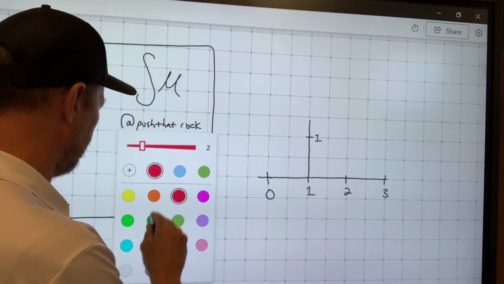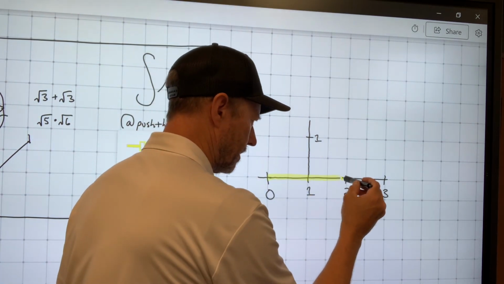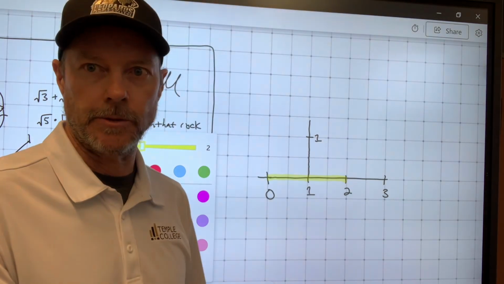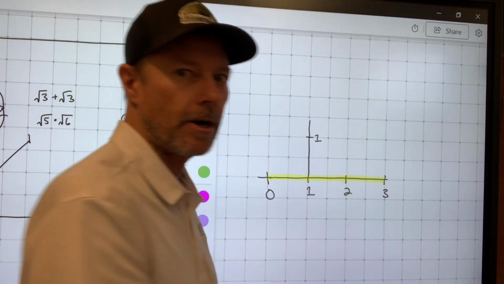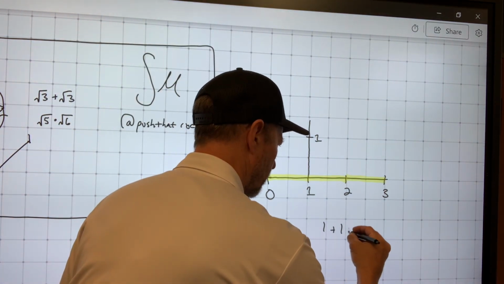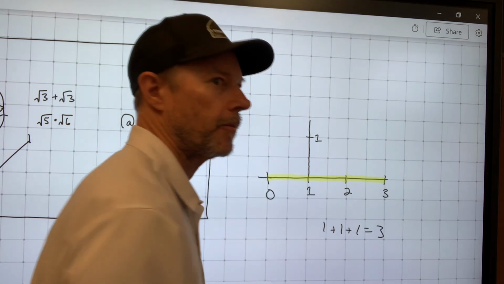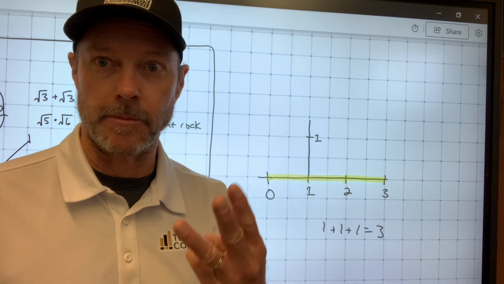Let's get a highlighter out for a minute. If I add, here's 1 unit. If I add that same distance in, we call that number 2. If I add that same distance in again, we call that number 3. So 1 plus 1 plus 1 equals 3. We've decided to call 3 ones the number 3.